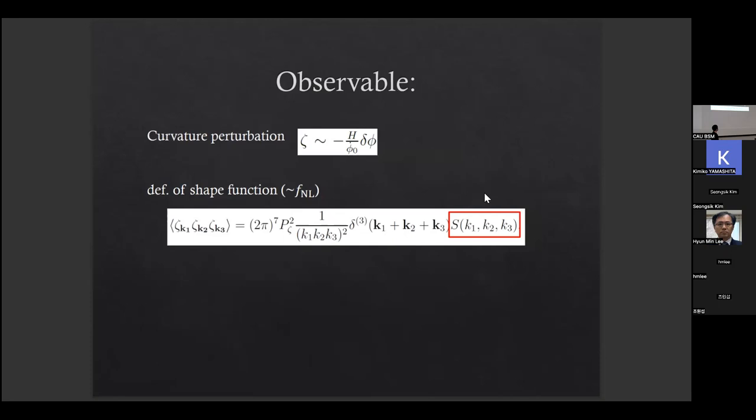The curvature perturbation is related to the inflaton fluctuation by this relation, as usual. And the calculation is straightforward. Just calculate the three-point correlation function with the interaction in the previous slide by using the so-called Schwinger-Keldysh formalism. And this is the definition of the shape function. Then I will show you only the result.